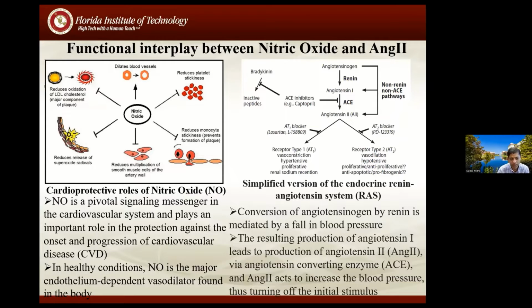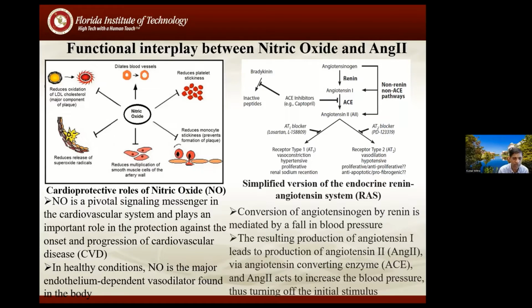In healthy conditions, nitric oxide is a major endothelium-dependent vasodilator found in our body. But if you are... maybe I'll not go into the very details of the biology, but the angiotensin-renin system is the key that comes into play.